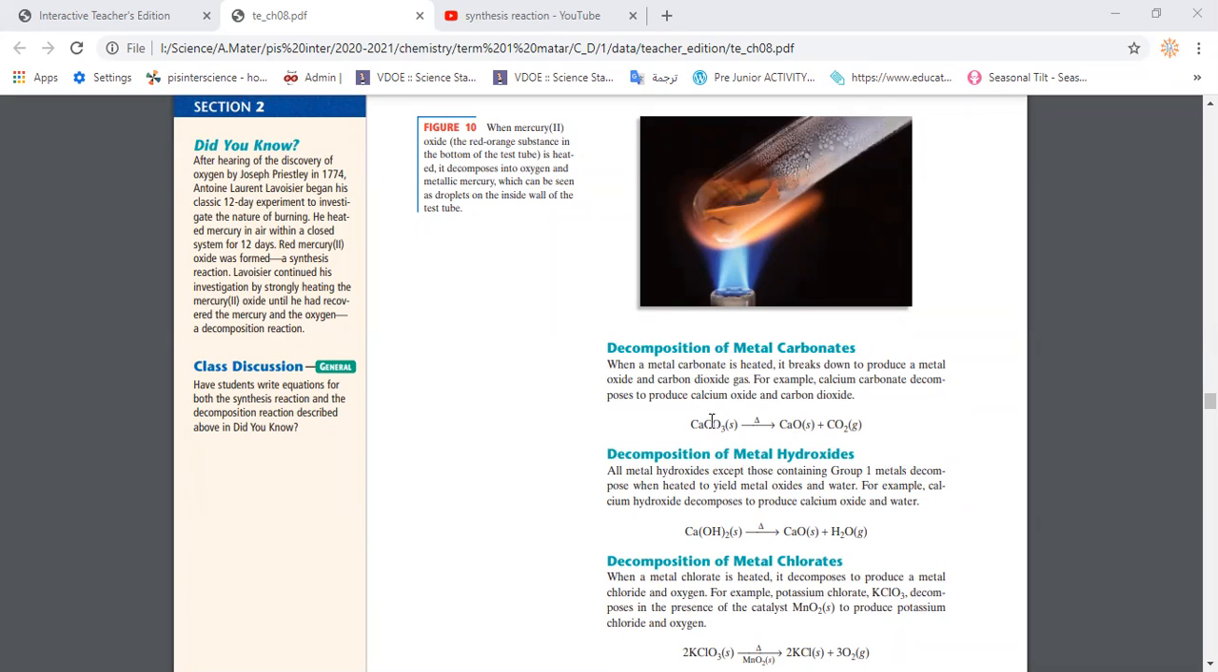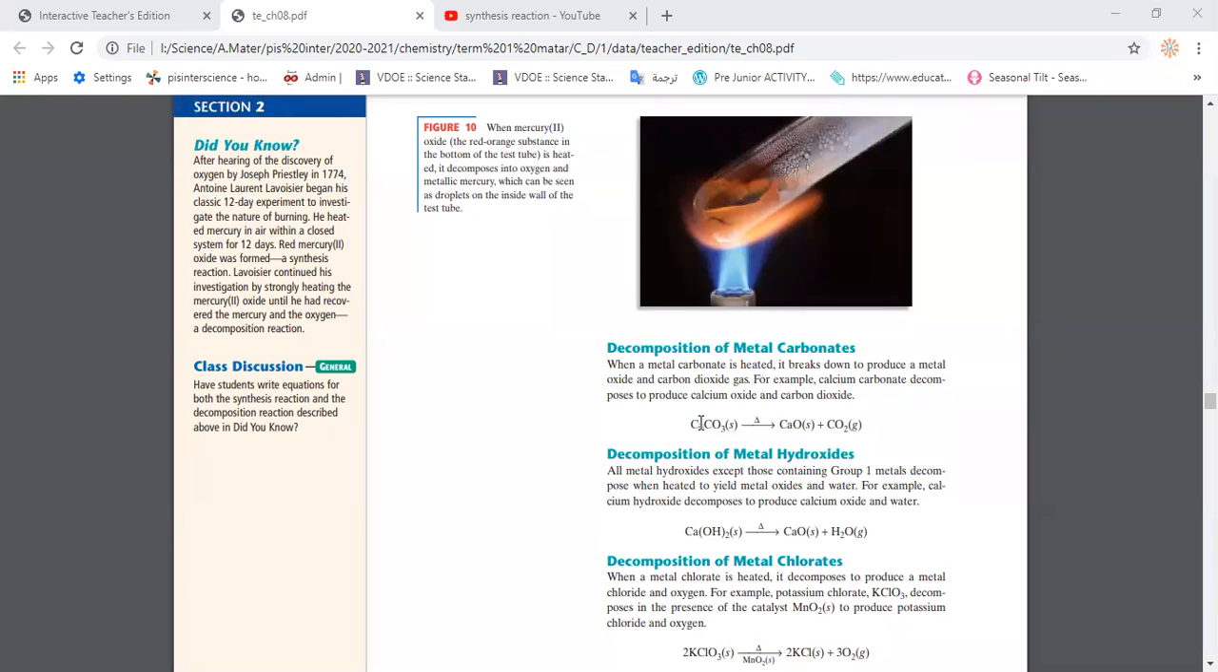Okay, so simply we are going to break this carbonate into oxygen and carbon dioxide. Oxygen will still be bonded to the metal, while the carbon dioxide will be released as a gas. So decomposition of metal carbonates always produces the metal oxide and carbon dioxide. So we don't need to get the same equation.